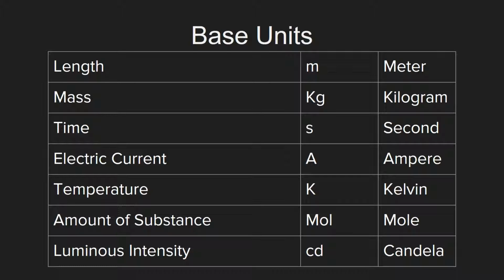Okay, so these are the base units. We have length, which is measured in meters, mass, which is measured in kilograms, time, which is measured in seconds, electric current, which is measured in amps, temperature, which is measured in Kelvin, amount of a substance, which is measured in mole, luminous intensity, which is measured in candela. Now, these may look hard to remember, but you soon get used to them pretty quickly.